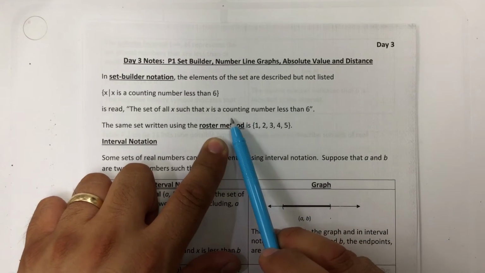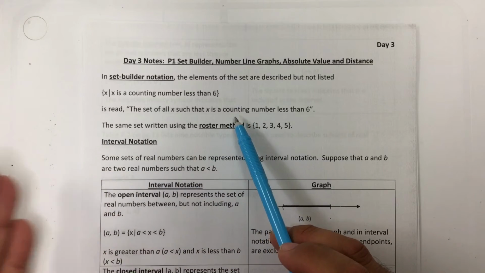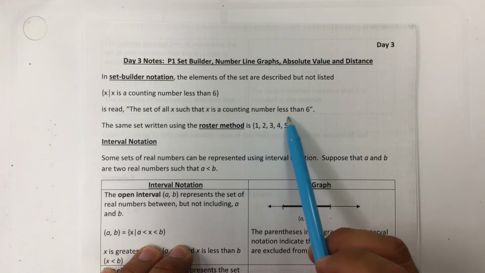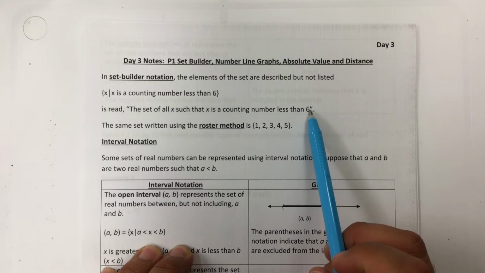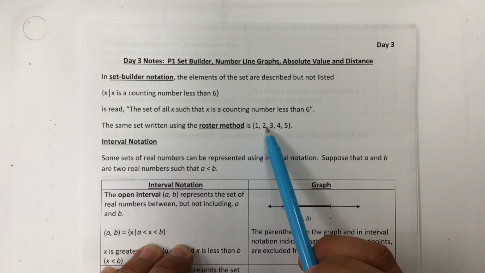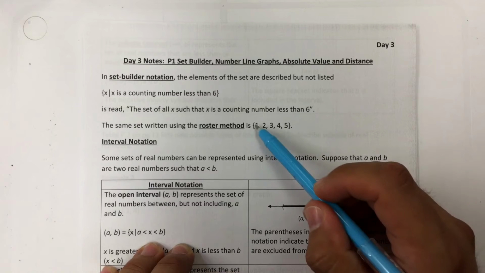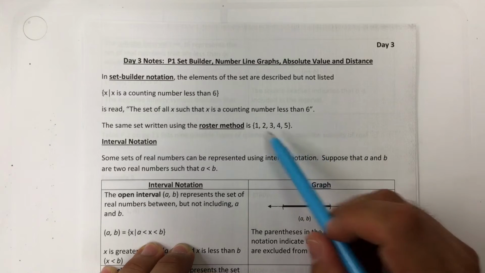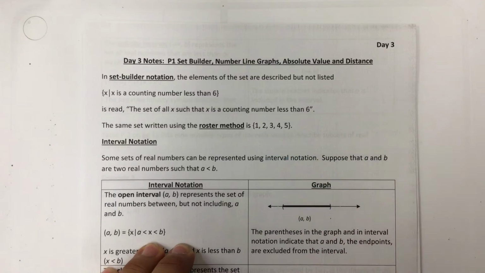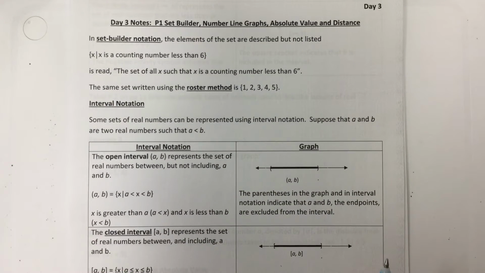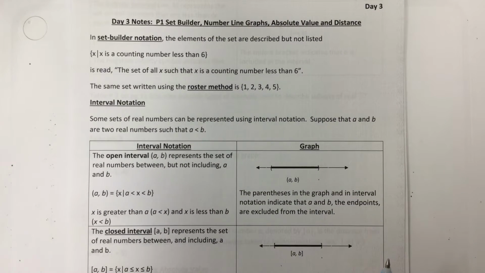If you think about it, counting numbers start at 1 and go to 2, 3, 4, 5, and 6. But this is counting numbers less than 6, so we don't include 6, we end at 5. So 1, 2, 3, 4, 5. Notice this is a set of numbers, so we have the braces to represent a set, and each number inside would be considered an element. Now, set builder is something that was previously learned in Algebra 2. And now let's talk about interval notation.